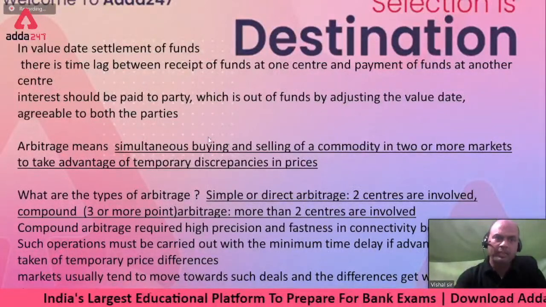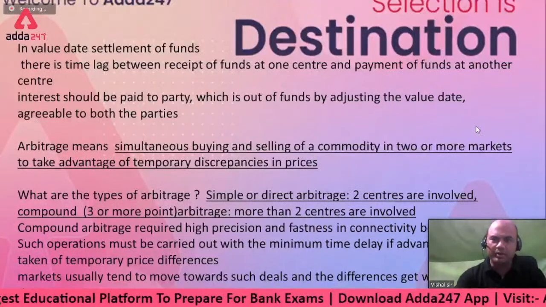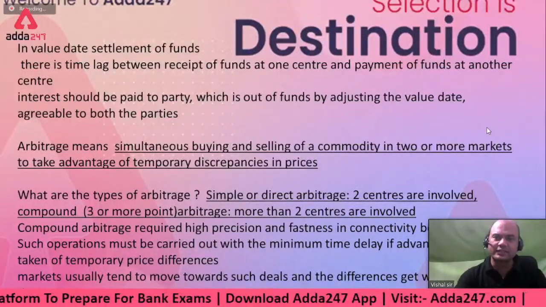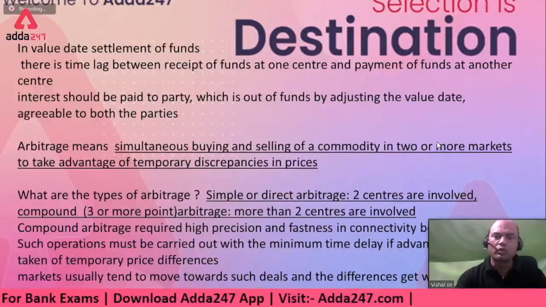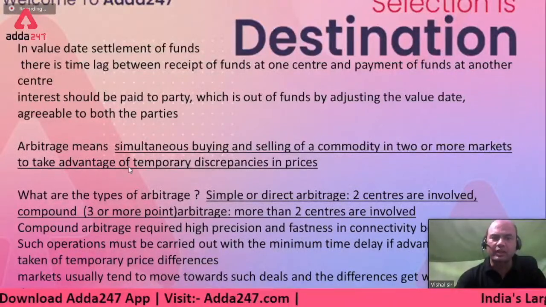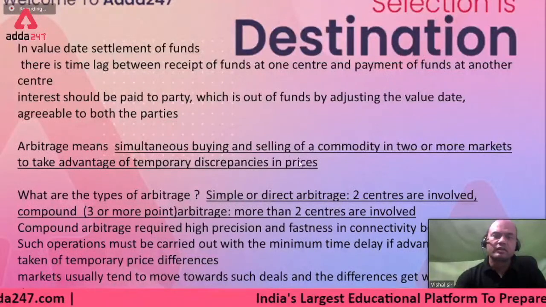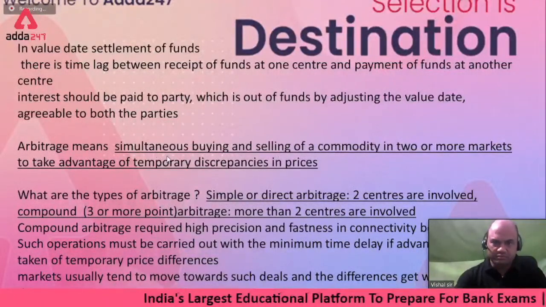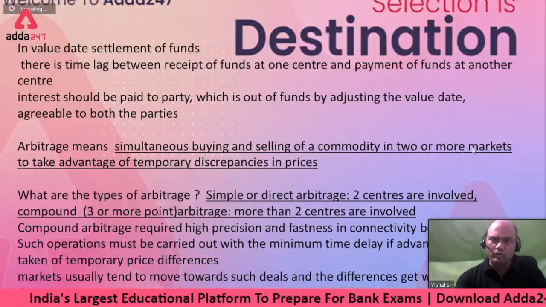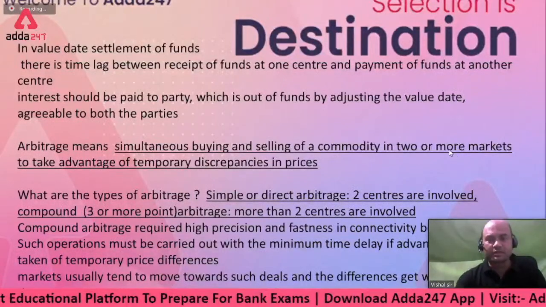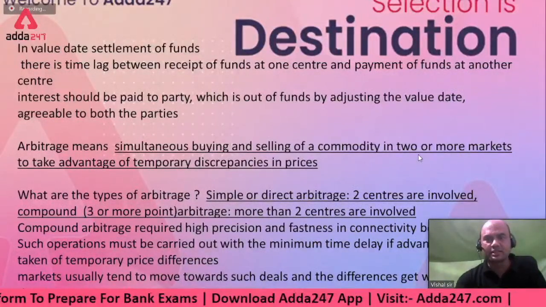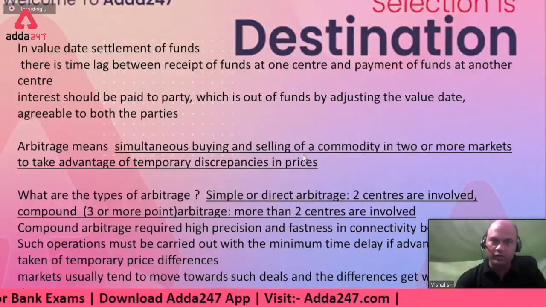Okay. Next is arbitrage. Arbitrage means what? Simultaneous buying and selling a commodity in two or more markets to take advantage of the temporary discrepancies in prices. Okay. Now, what do you mean by this? Buying and selling in two or more markets. Can this happen? Immediately buying, selling. This can happen.